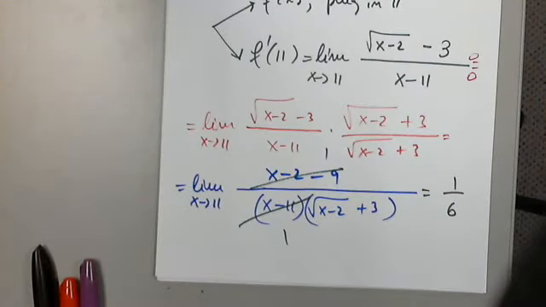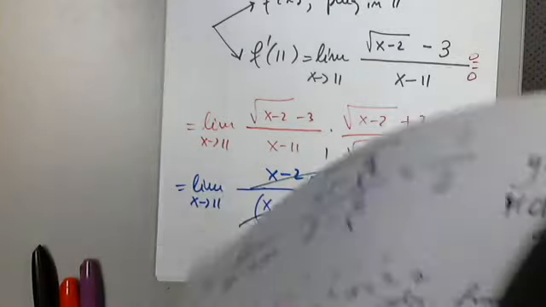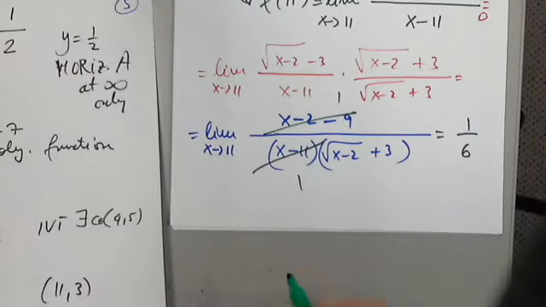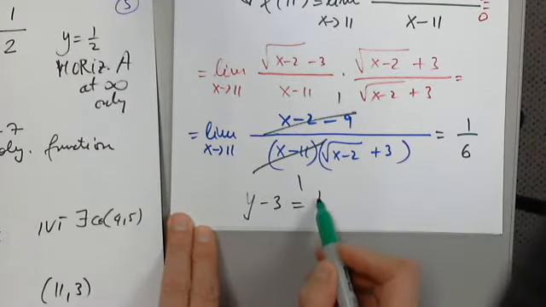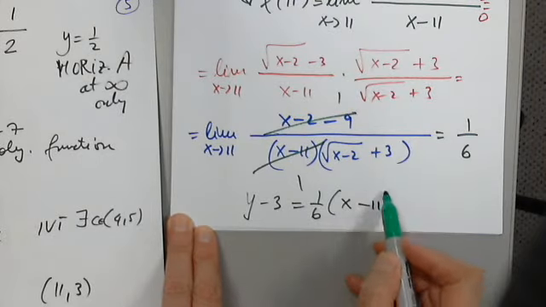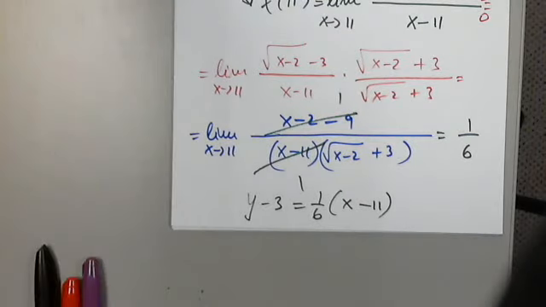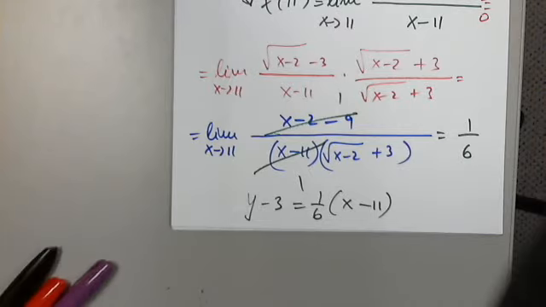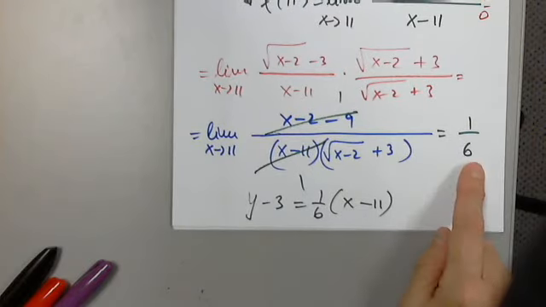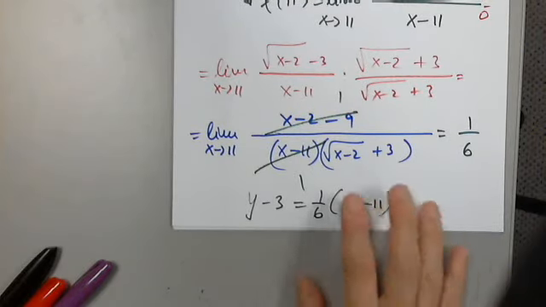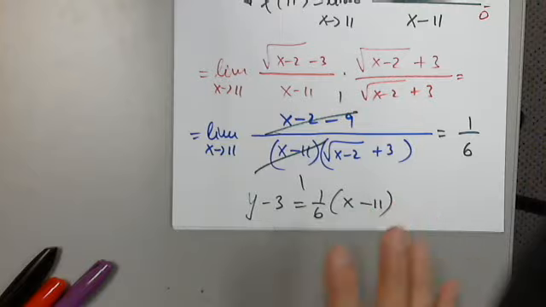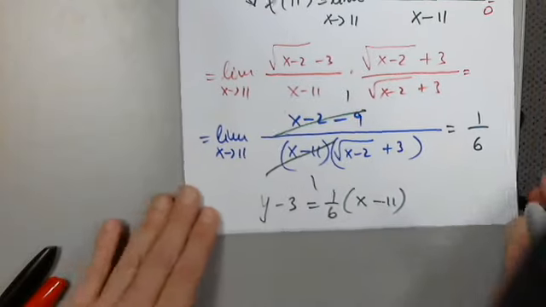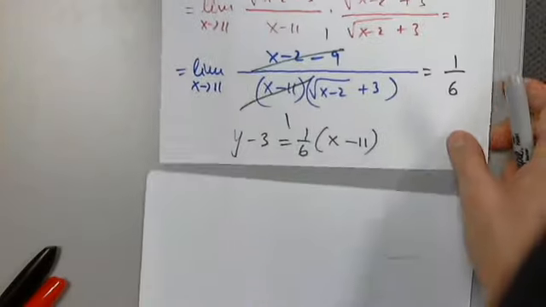That is 1/6. So now I'm going to copy the whole thing and solve for y. Y minus 3 equals 1/6 times x minus 11. Is everyone with me? Any questions? Okay, so that equation gives you the slope. This one gave us a slope and we put it in. So this will be the equation of the tangent line and we have to solve for y. So that's not enough. Ready?